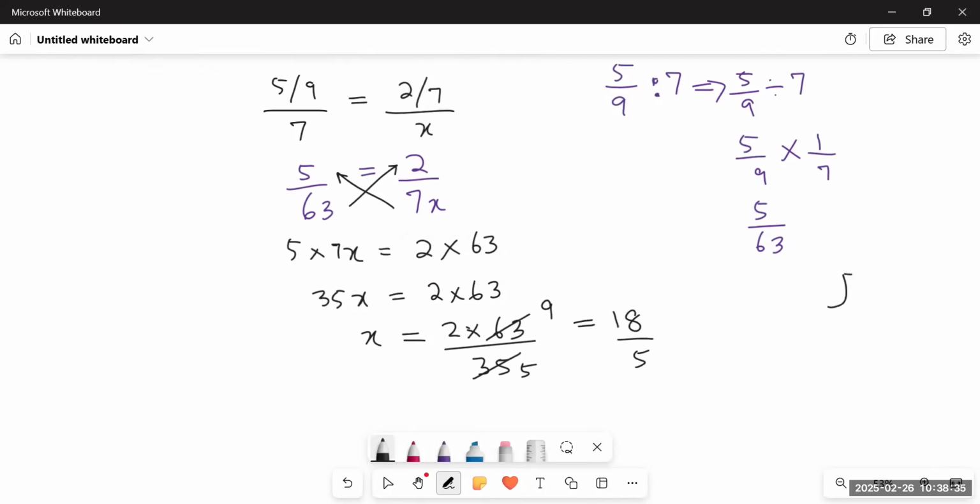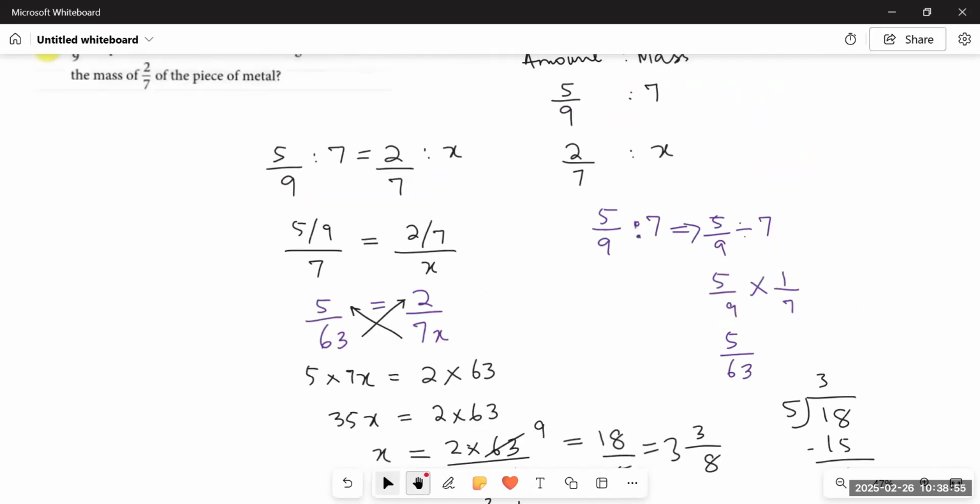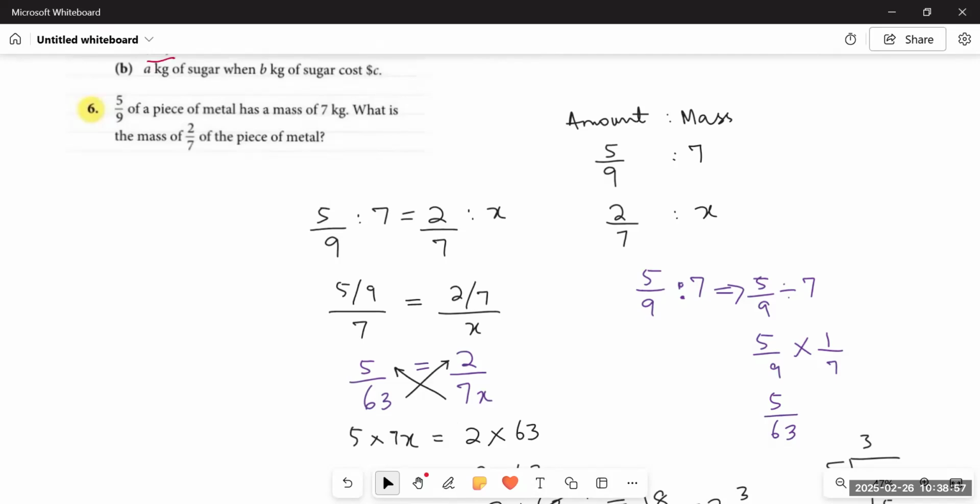But we write the answer in mixed number form. So it becomes 5 3s are 15 and 3 as the remainder. So 3 whole 3 upon 5 would be your answer. And the unit for this would be kgs. So it means if 5/9 of a piece of a metal has a mass of 7 kgs, then the mass of 2/7 of the same piece of metal would be 3 whole 3 upon 5 kgs, or you can say 3.6 kilograms in decimal form.